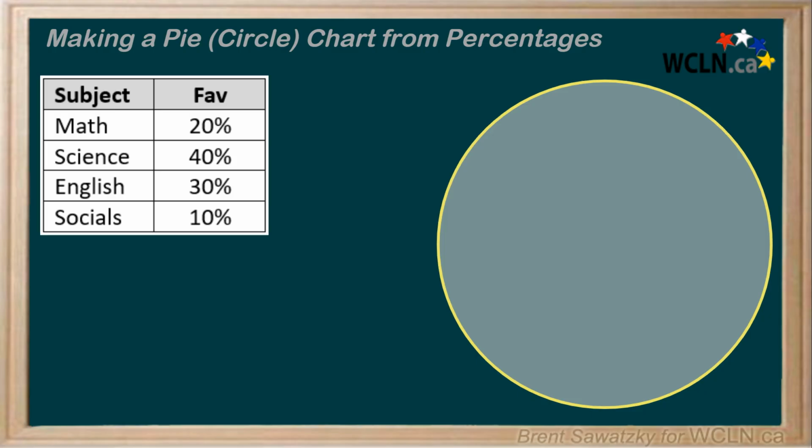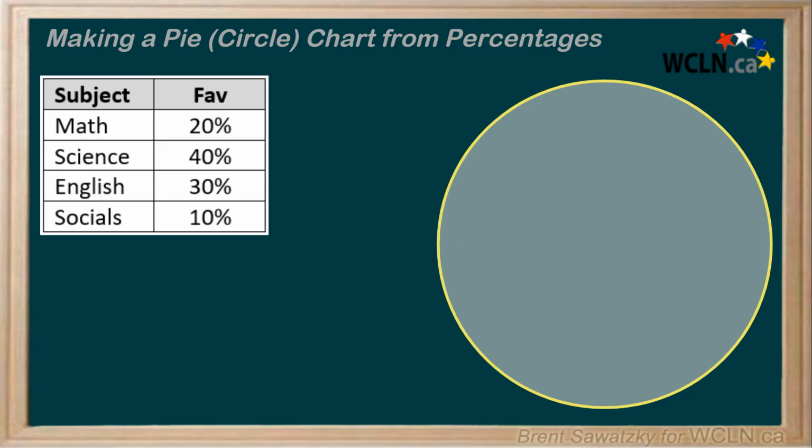In this tutorial, we'll learn how to make a pie or circle chart from a set of percentages. In our example, we're given this table of percentages and asked to make a pie chart. In the first row, we see that 20% of the students said that math was their favorite subject. So how do we represent that on a pie chart?